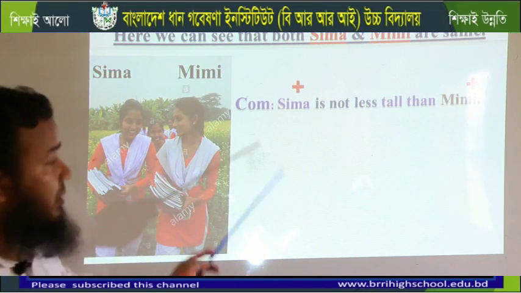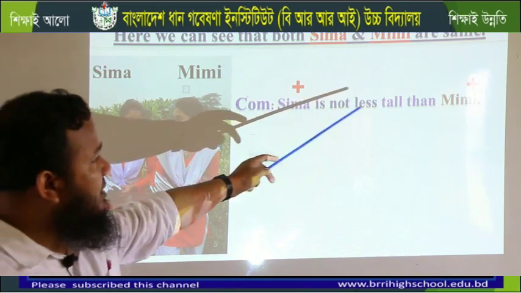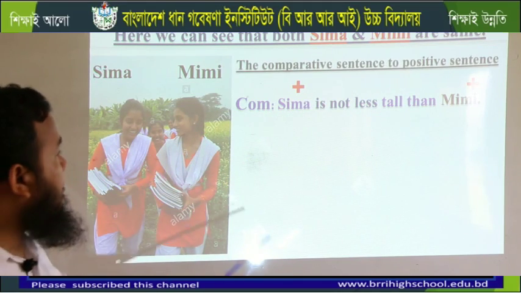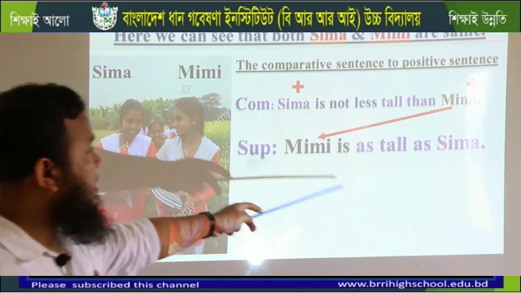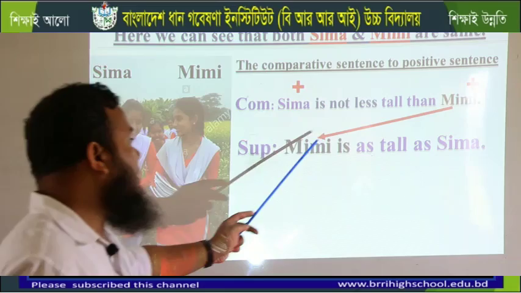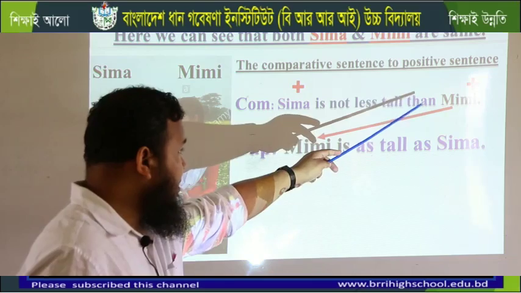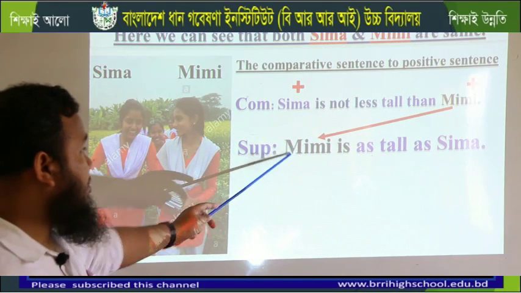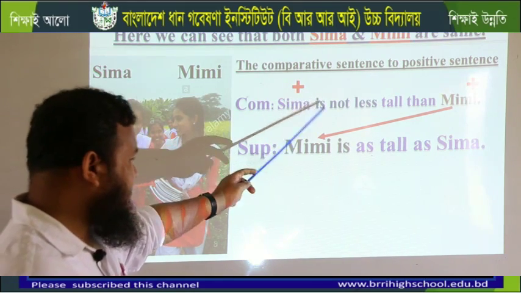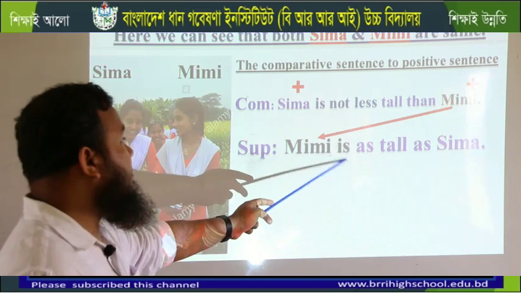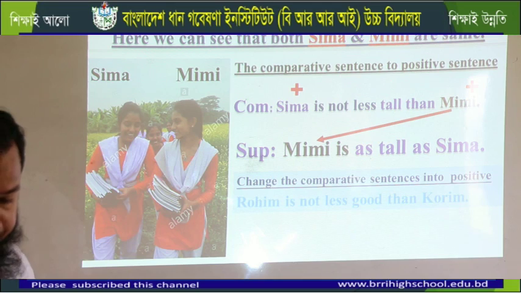Here is another example, look at this example. Shima is not less tall than Mimi, and our answer is Mimi is as tall as Shima. So how is the object transformed into the subject? I think you can look at the arrow here: Mimi is an object and it is transformed into the subject of the positive form, and the sentence is negative, and it has become a positive sentence. Shima, the subject, is transformed into the object of the positive sentence.